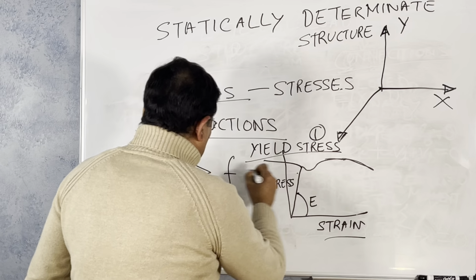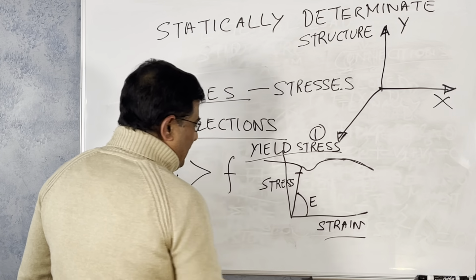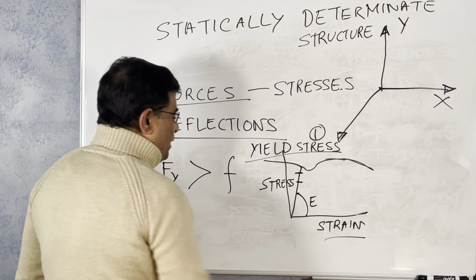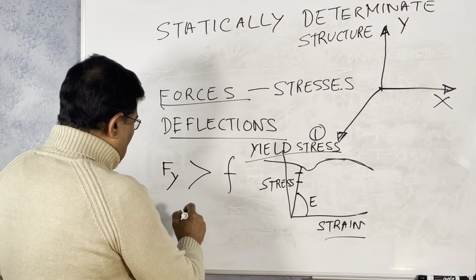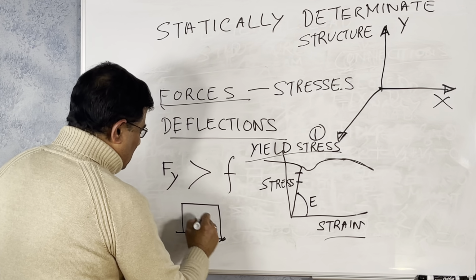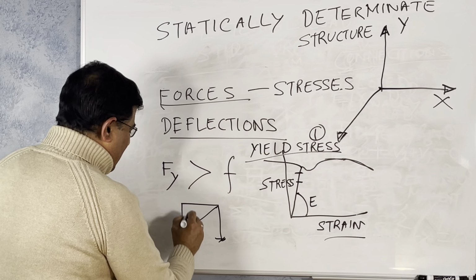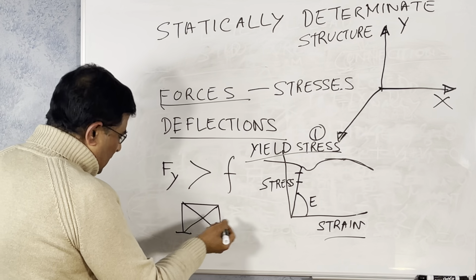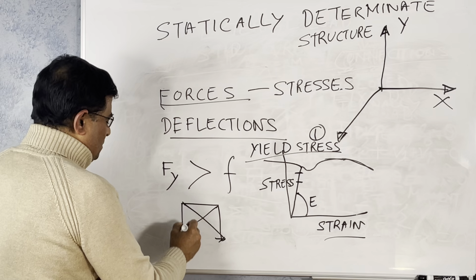Suppose earlier for the strength design, the stress should be somewhere there. Because of the deflection control, it is somewhere here. Then sometimes we use extra members. Suppose our member may be safe like that. Because of this, we add another member, say.